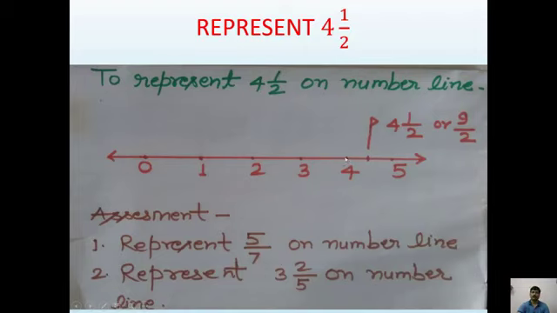So first we take 4 whole. Now what do we have to represent? 1 by 2. The next whole we will divide into 2 equal parts and take one part. This part will represent 1 by 2. So from 0 to here is 4 whole and the next part is 1 by 2. It means 4 whole 1 by 2. So this point will represent 9 upon 2.